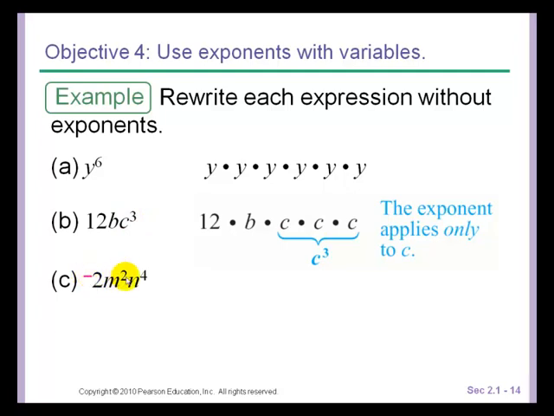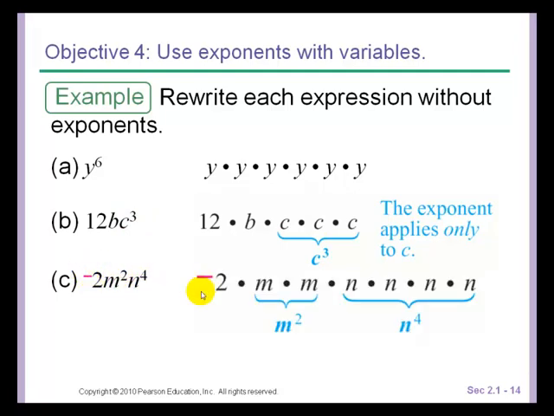Negative 2 m squared n to the 4th. We have the negative 2 times m squared means we have 2 m's. N to the 4th means we have 1, 2, 3, 4 n's. So we have negative 2 times m times m times n times n times n times n.